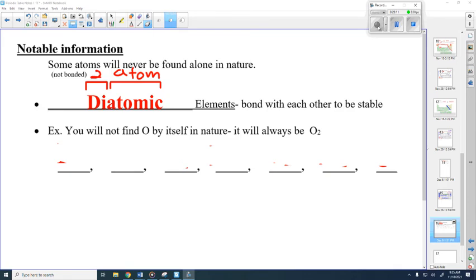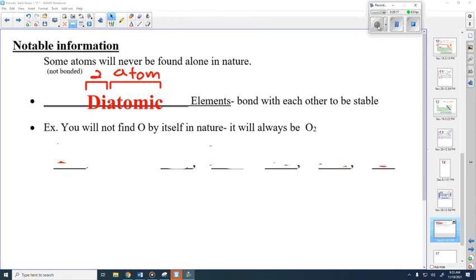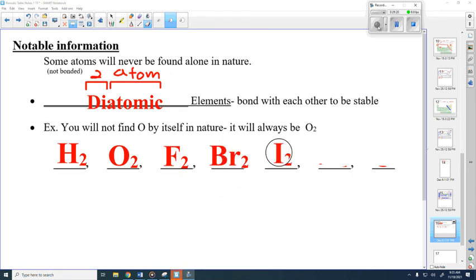Here they are. I do expect you guys to memorize this. So I have some tricks for you. We have H2, hydrogen, oxygen, fluorine, bromine, iodine, nitrogen, and chlorine. There are a few ways to memorize this. Hydrogen, oxygen, fluorine, bromine, iodine, nitrogen, chlorine. So here's one of them. Those are 7 elements right there.